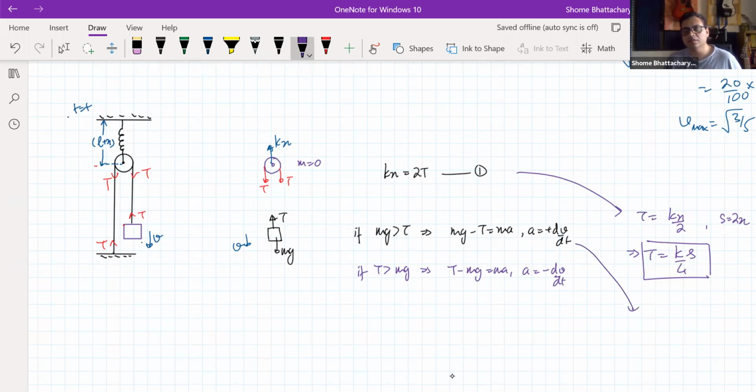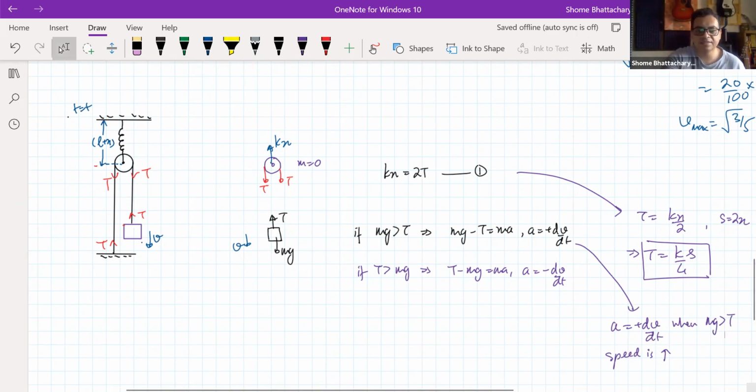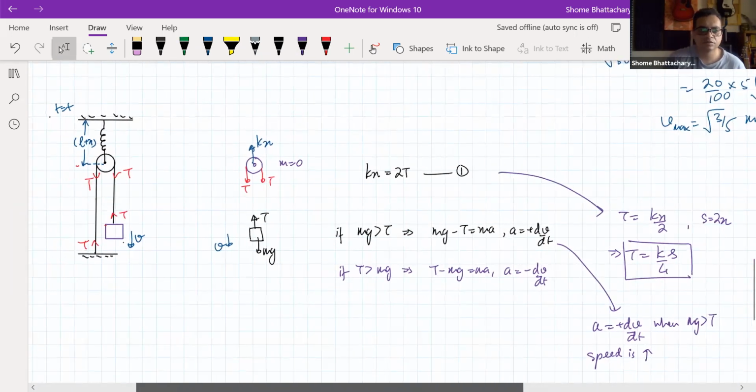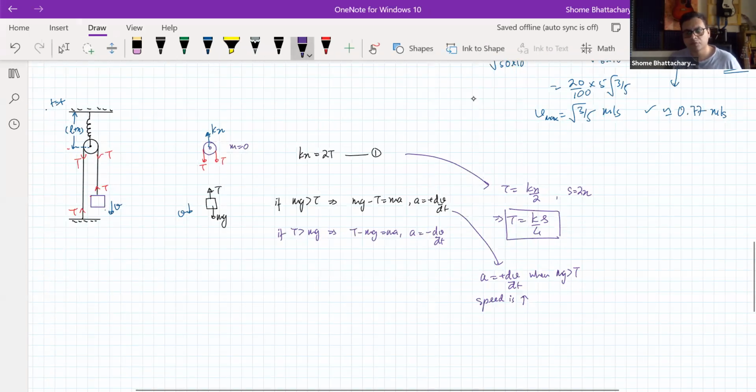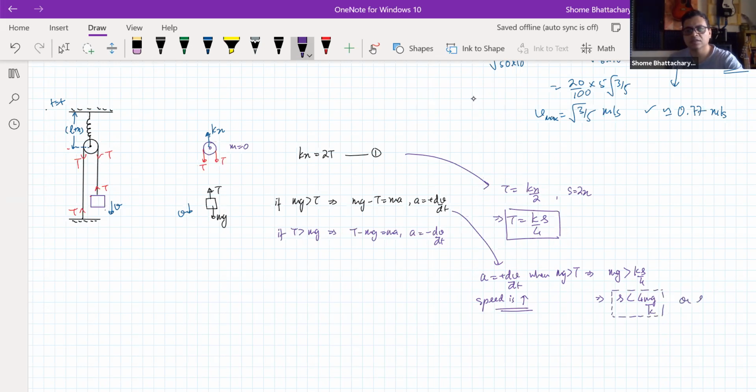So this is the relationship between tension and displacement. Now if you connect this statement, you can see that acceleration is equal to plus dv by dt, that is speed is increasing when mg is greater than T. That means that s is less than 4mg by k. That is a condition for this. So the speed is increasing when this is occurring, or s is less than 6 centimeters.